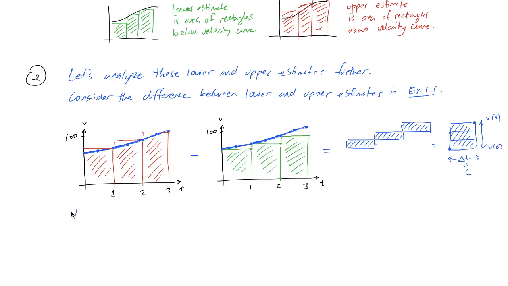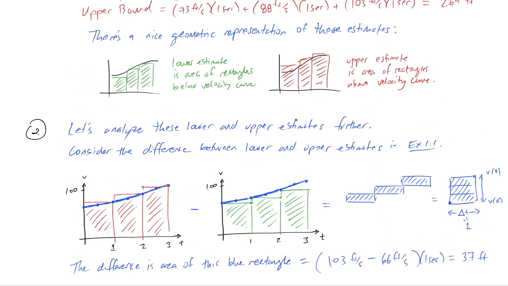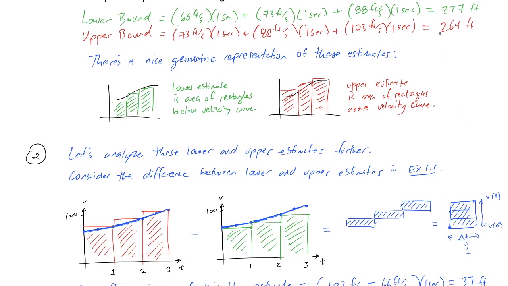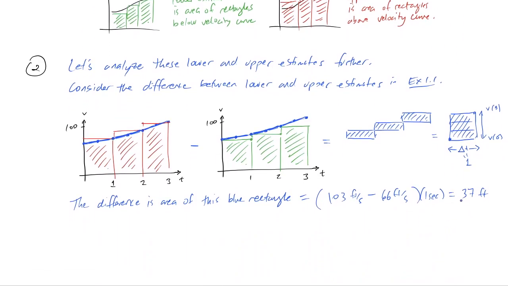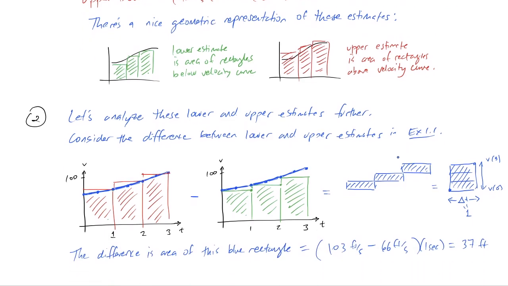Let's write this down. The difference is 103 feet per second minus 66 feet per second, all times 1 second, the delta t, which works out to be 37 feet. And if we had just gone up to our lower and upper estimates from above, we see that if we take the difference of those two things, we get 37 feet. So this geometric way matches what we would get numerically if we just took the difference.